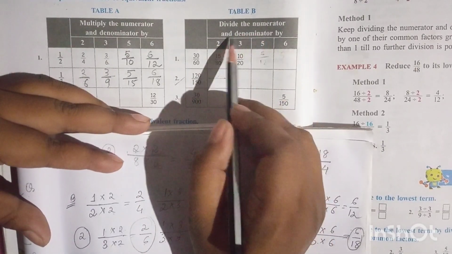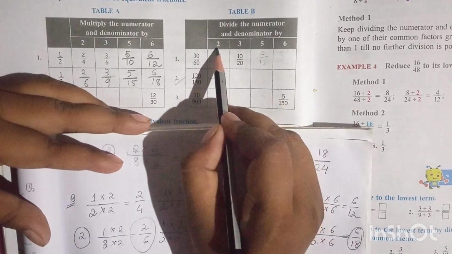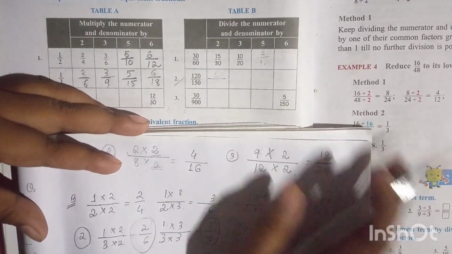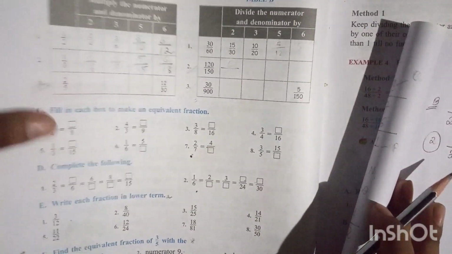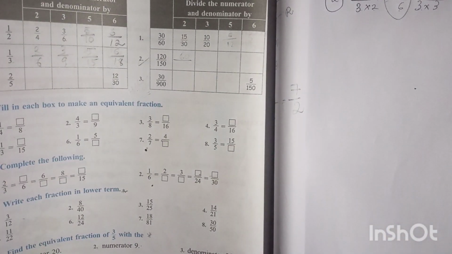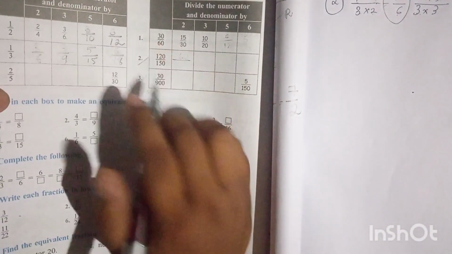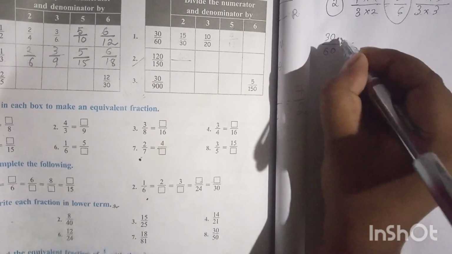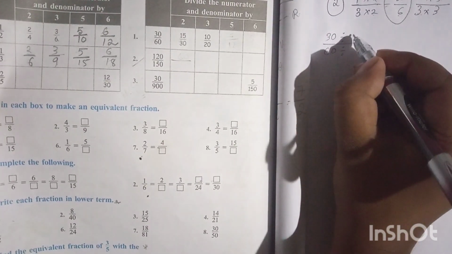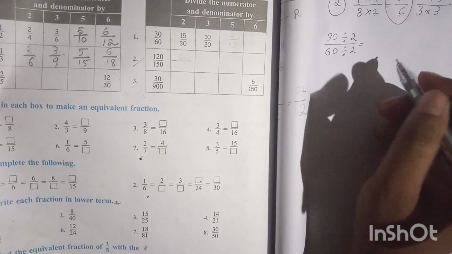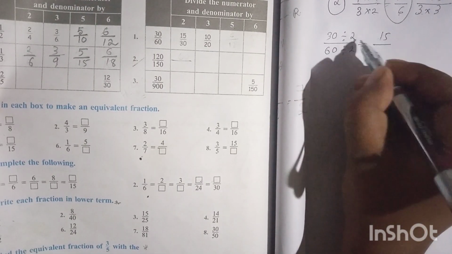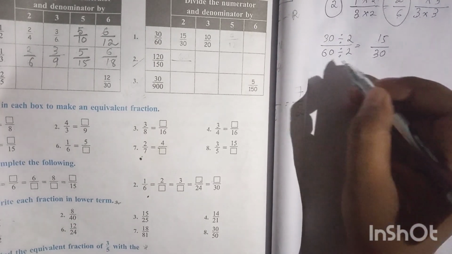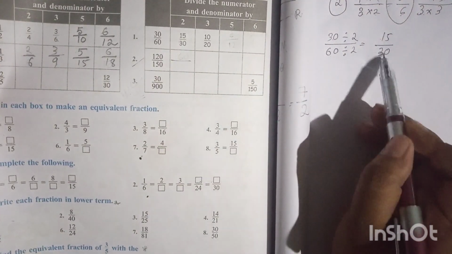Divide the numerator and denominator by 2, 3, 5 and 6. Here we need to divide it. Alright. So here in the first box, 30 by 60 is divided by 2. Alright. We know that 15 2s are 30 and we know that 30 2s are 60. Right. So the answer is 15 by 30.